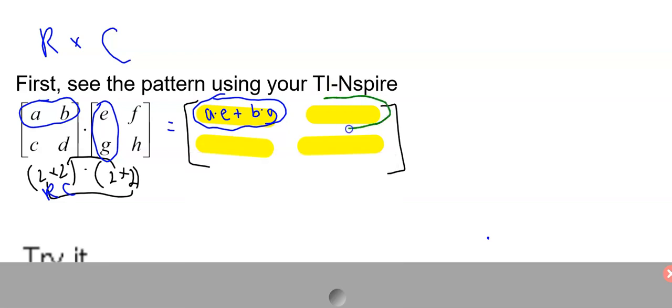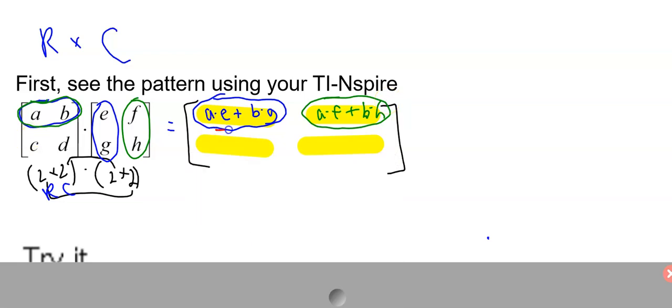Okay, now we're going to deal with the top right. So I'm going to circle the top row of the first matrix, which is always the row, and the right column. The first item in the row is A times the first item in the column, F, plus the second item in the row, B, times the second item in the column, H, so BH.